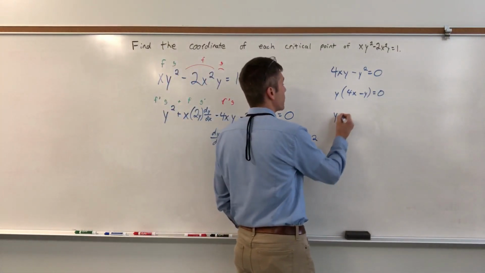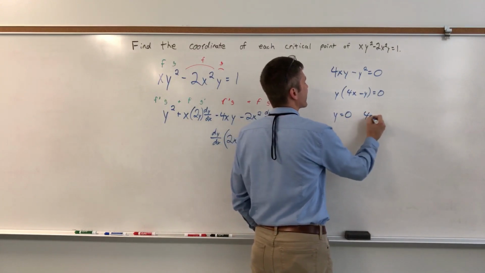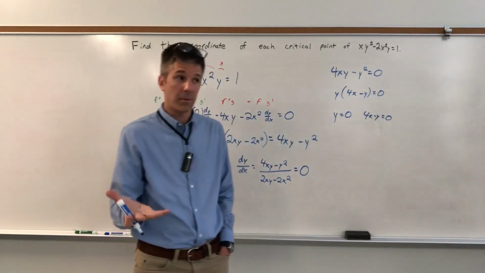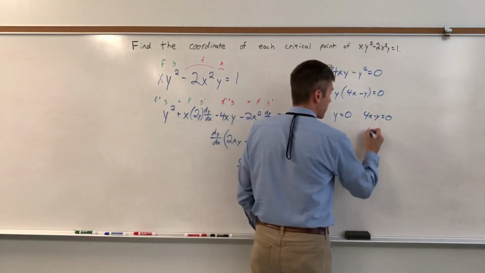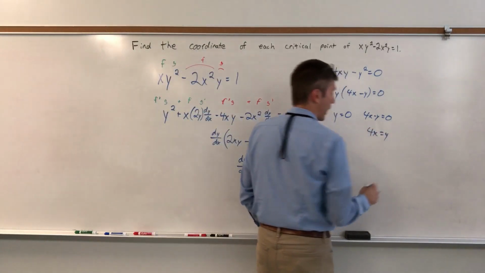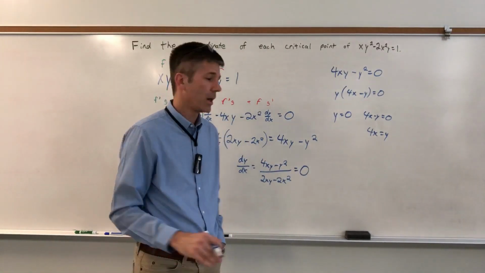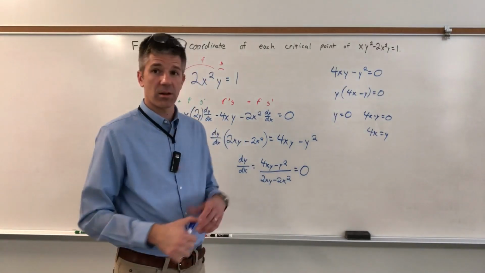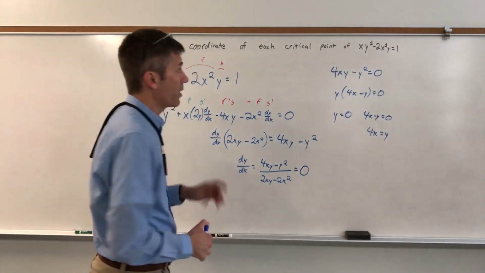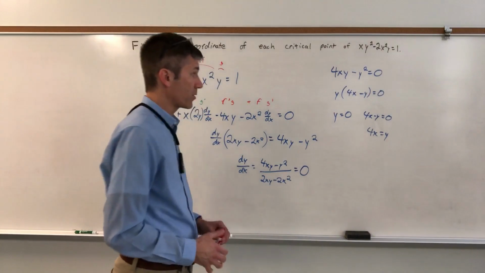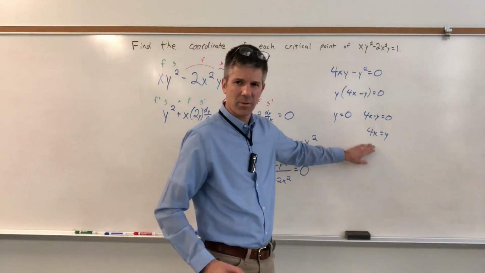So don't panic. 4x minus y equals 0. So y equals 0 is an option. Maybe y is equal to 0. Or maybe 4x is equal to y. And that'll get us somewhere in a minute. So we need to consider a few things. We need to consider everywhere that y is equal to 0. And we also need to consider everywhere that y is equal to 4x. And again, we'll tackle that one in a minute.